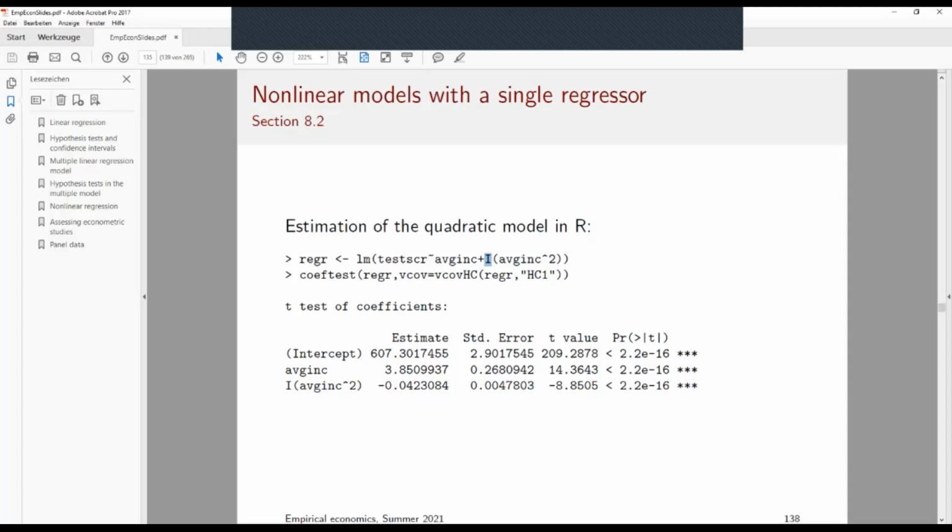And if you run this regression, you see that average income has an effect. So we have an estimate here of minus 0.04, so we would obtain a curve that opens downwards, sorry. And we can see also that the p-value, both of the linear term and of the quadratic term, is almost 0. So we have a highly significant linear and quadratic influence of the average income on test score.